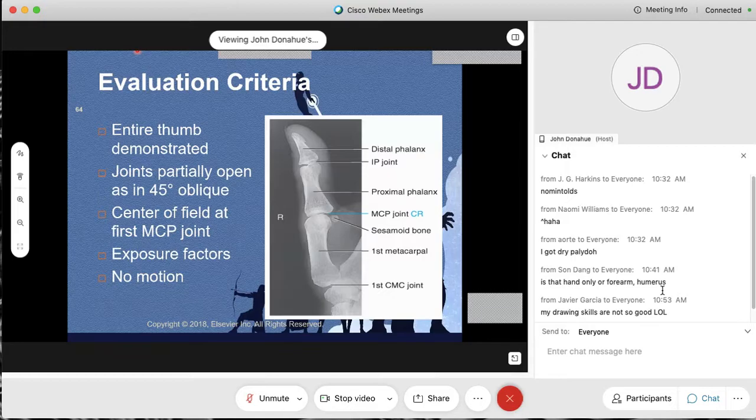The central ray is still at that MCP like we just mentioned. Small exposure factors, very tight collimation, and we of course want to isolate that thumb and make sure it's not moving around. Zero motion if possible. And do make sure you make note, one of those key features of thumb will also include a lot of times that sesamoid bone. There's that nice little sesamoid bone. And more often than not, it's located right next to that MCP joint, on the inside of that first metacarpal, the medial side of it.